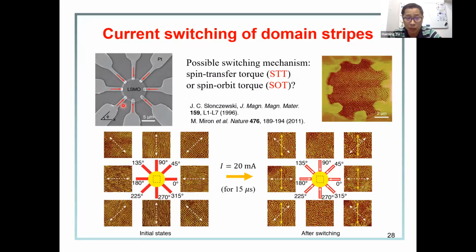Well, because LSMO is a conductor, it could be related to spin transfer torque or spin orbit torque.